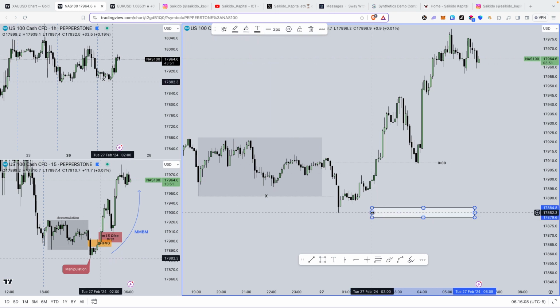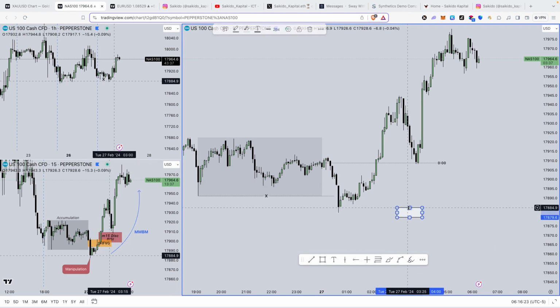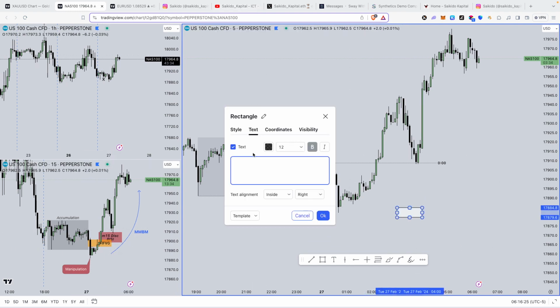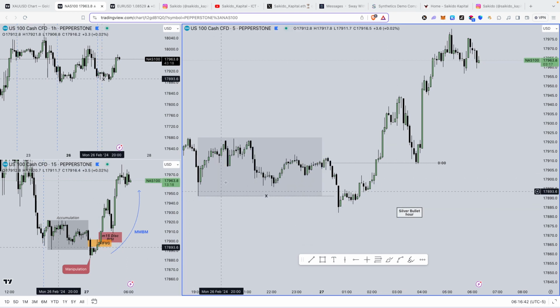So this is London, right? So silver bullet starts at 3 to 4, somewhere here. There we go. So this is your silver bullet hour. I hope I didn't confuse you with what I was just saying here. Don't focus on this. That's not where we are at.